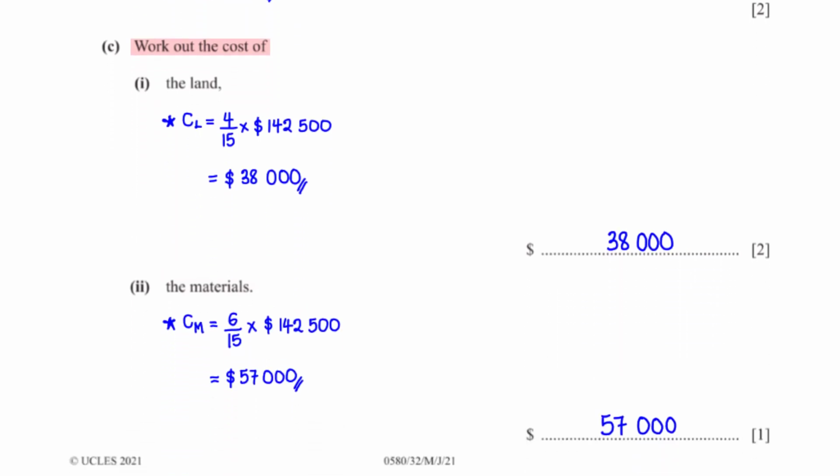Work out the cost of the materials. The cost of the materials is equal to the ratio share for the materials, which is 6, divided by the total ratio, which is 15, times $142,500. This gives us $57,000.